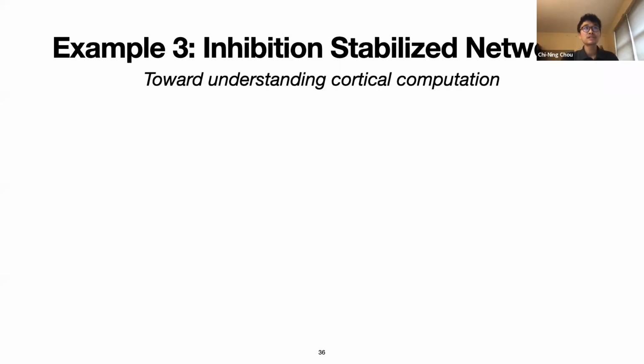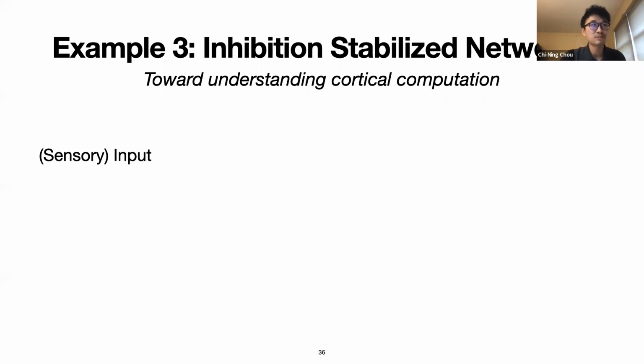So the third example is called the Inhibition Stabilized Network. As I mentioned earlier, it is actually an abstract model. I want to let people have a feeling of how theory and math can potentially play a role in neuroscience. The underlying motivation is to study cortex. And let me introduce a little bit how to think about cortex, which is an important part of the brain.